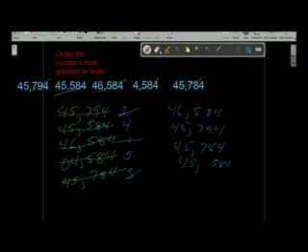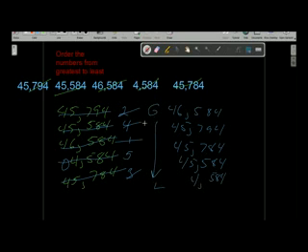Ooh, I did not line that up very good, did I? Kind of makes it look funny, doesn't it? Now see how I lost my place, but I was able to come back to it because I crossed off all these other ones that I've already done. So I'm at 45,584. And then my last one is going to be 4,584. So this is an order from greatest going down to the least.